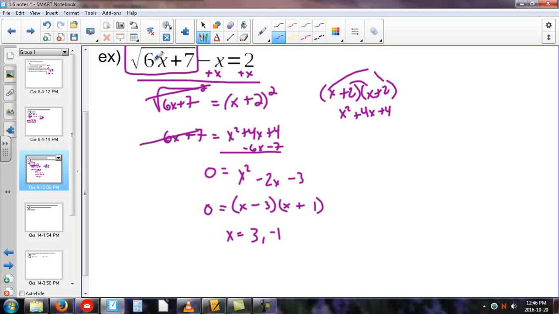Negative 1 times 6 is negative 6 plus 7. That's a positive one, so I'm okay there too. So my answers would be 3 or negative 1. If the square root had turned out to become the square root of like negative 5, I would have rejected that answer, because that would mean my answer was imaginary, and it wouldn't necessarily work.